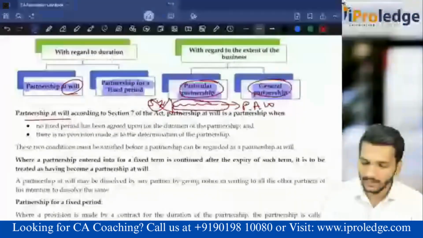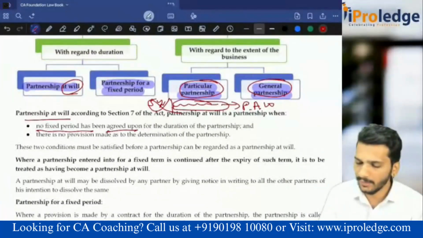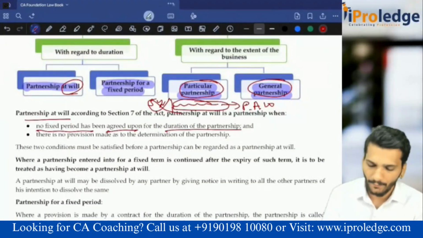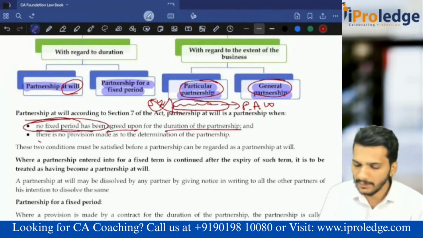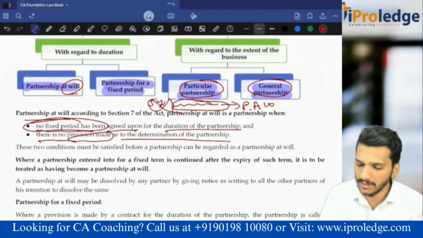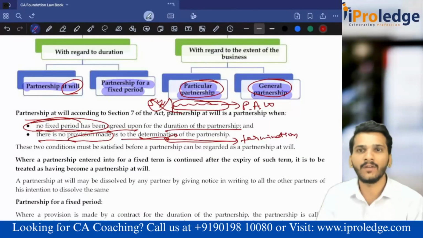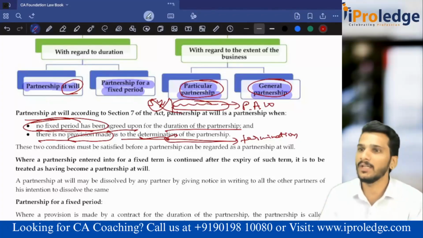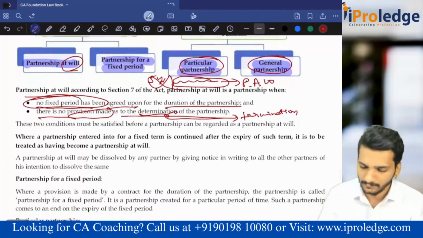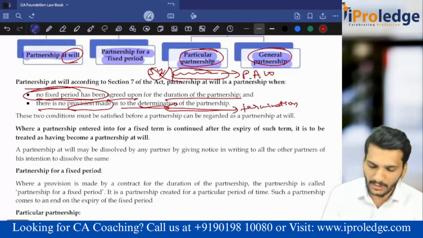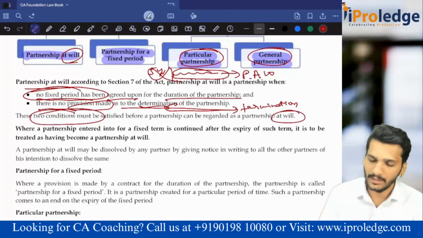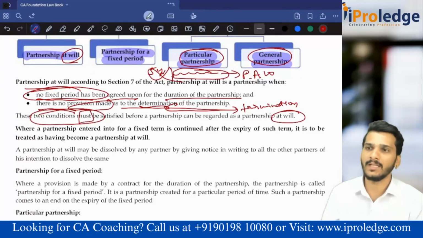Partnership at will means there is no fixed period agreed upon for the duration of the partnership, and there is no provision made for the determination of partnership. What is determination? Termination. We will terminate after 3 years, after 5 years. If it is not met, then it is partnership at will. If it is met, then it is fixed period only. When both conditions are satisfied, it is partnership at will. Without satisfaction of these two conditions, it cannot be called partnership at will.